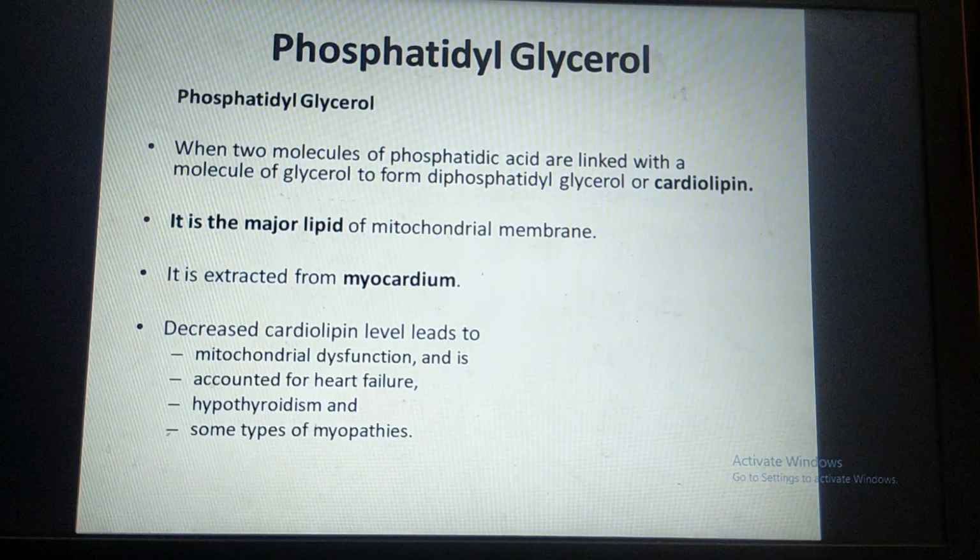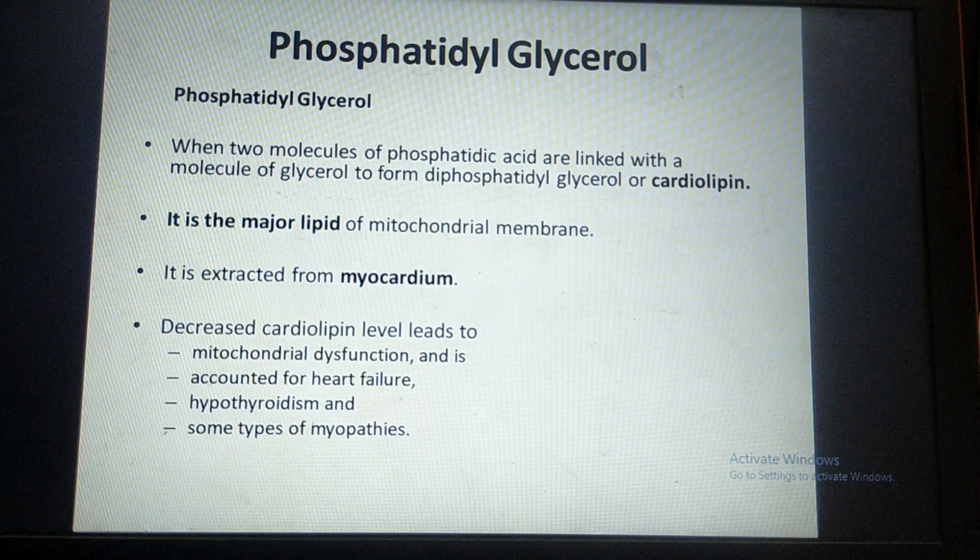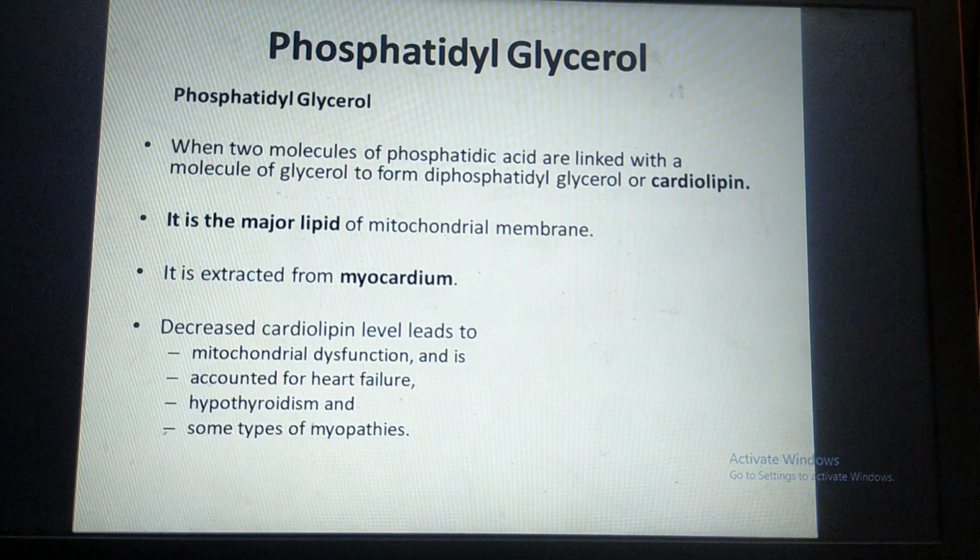Phosphatidyl glycerol is also called cardiolipin or diphosphatidyl glycerol, where two glycerol molecules are joined together by phosphoric acid. It is the major phospholipid found in the mitochondrial membrane. It is also extracted from myocardium, hence it is named cardiolipin. Decreased cardiolipin level may lead to mitochondrial dysfunction, heart failure, hypothyroidism, and in some myopathies also you can find decreased phosphatidyl glycerol level.